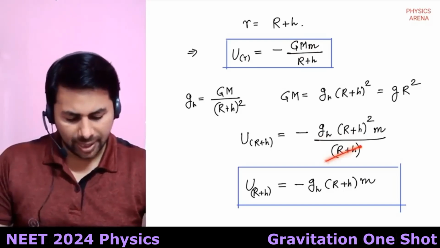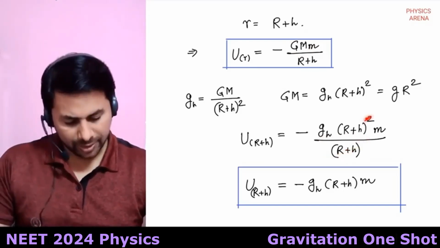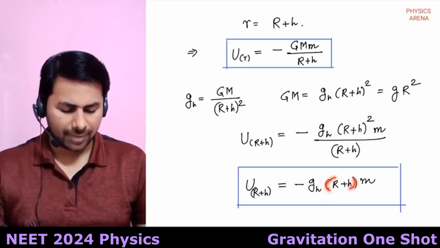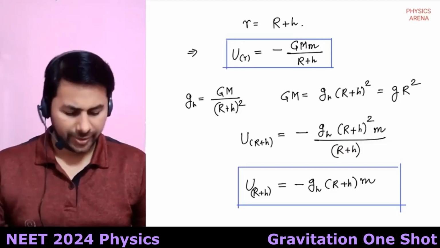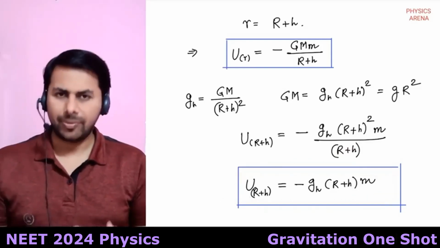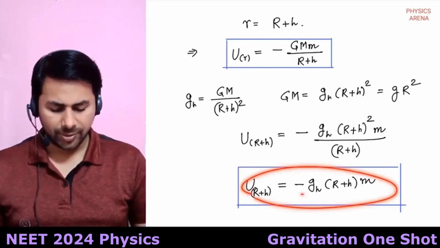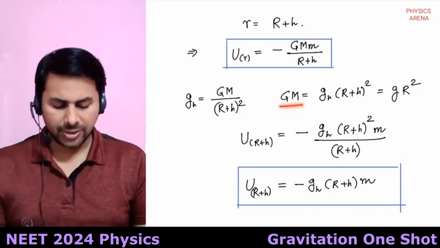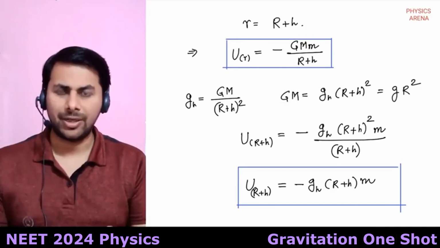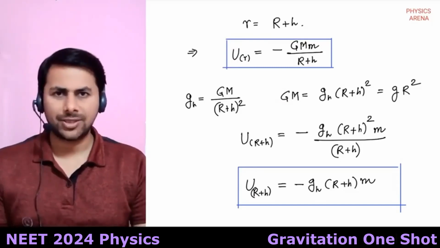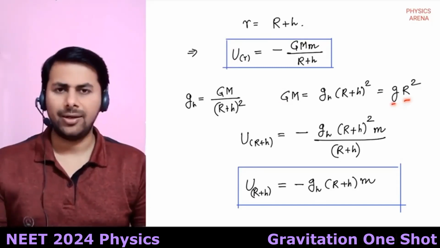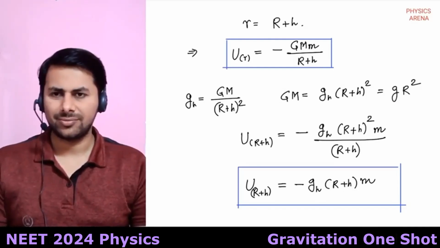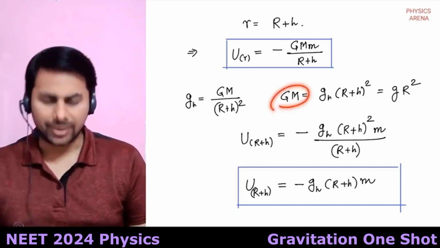So what happens? This R plus h in the denominator and this square get cancelled out, and you get this formula, minus of g_h into (R plus h) multiplied by m. Okay, so this thing you don't need to remember. You just need to remember this formula, and we can always use GM, G multiplied by capital M, as g_h into (R plus h) square, or g multiplied by R square. Is it clear? Okay, and we will be using this.